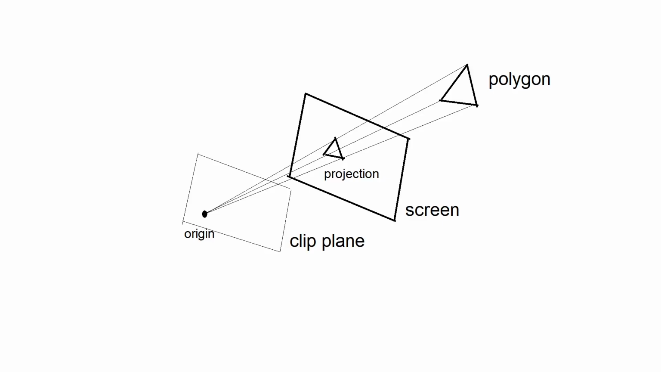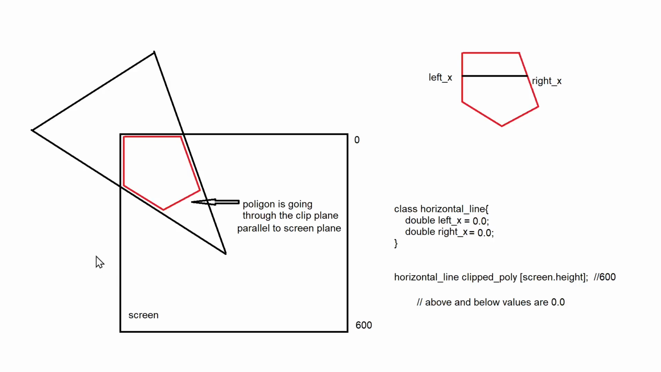Hello. In this video we are going to talk about texture mapping. So what are we doing? We have a polygon, we project it to the screen and clip if necessary. Then we take the projection of this polygon and fill it with a texture. So we project and clip a polygon onto the screen. I won't be explaining this process, but what we're left with is a bunch of left and right axes.